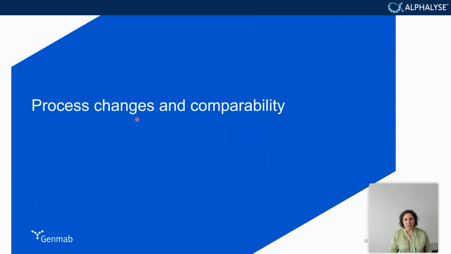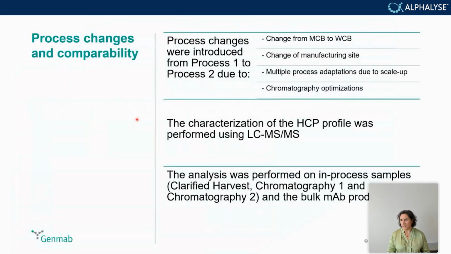So we did some process changes, and of course, every time you do a process change, you have to compare the output of the process, not just the quality attributes, the normal ones like high molecular weights and low molecular weights and so on, but we also apply the concept of comparability to the HCPs.